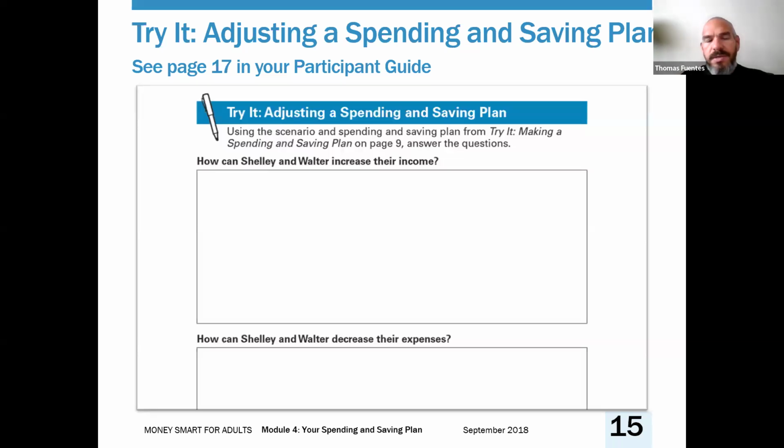And then in the spending and savings plan, in the participant guide, we go back to the scenario with Shelley and Walter. We complete that part of the participant guide so that we can now make the proper adjustments when we have identified the things that they can make adjustments on in filling out their spending and savings plan. So in this case, how can they increase their income? How can they decrease their expenses?